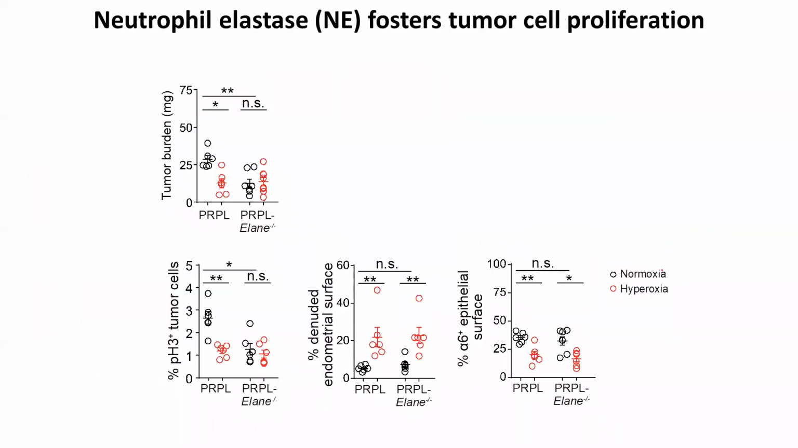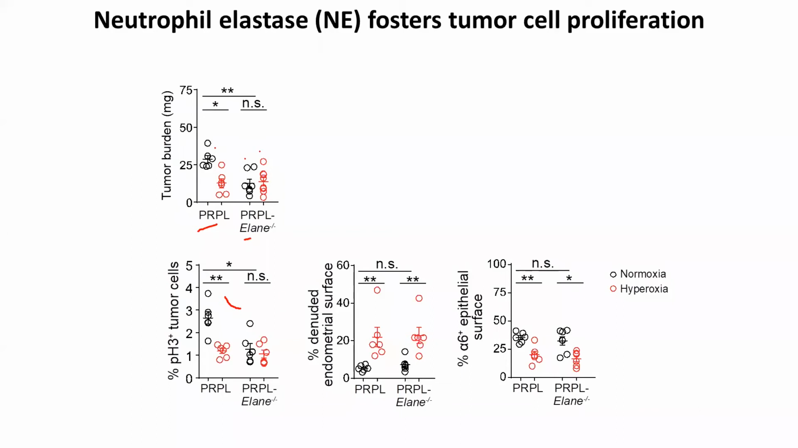In the case of the neutrophil elastase, we found that the tumor burden of these mice under normoxia condition was lower in the PMN elastase knockout mouse compared to the regular PMN mouse. This reduction was due to a decreased tumor cell proliferation rate, which is consistent with its role previously described in lung cancer.